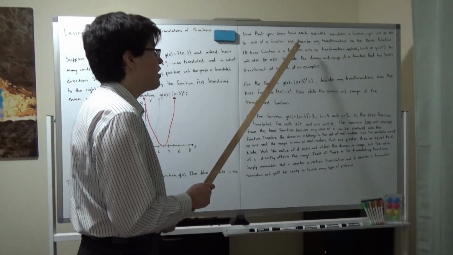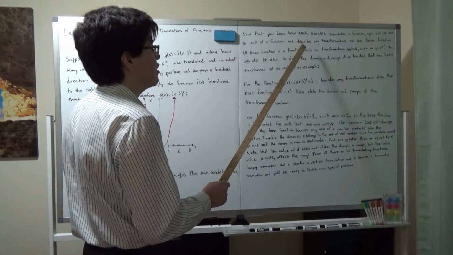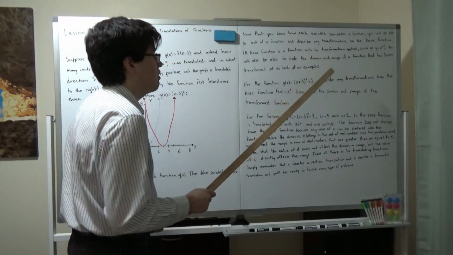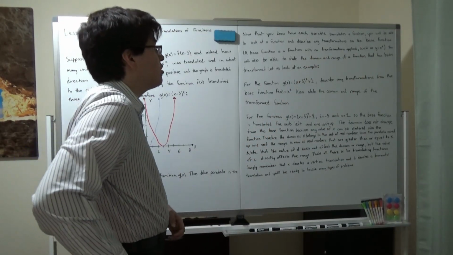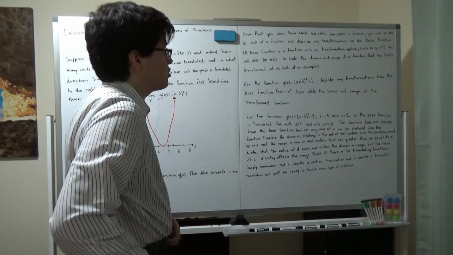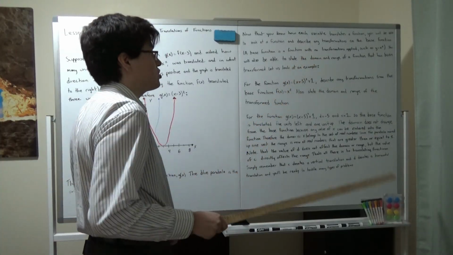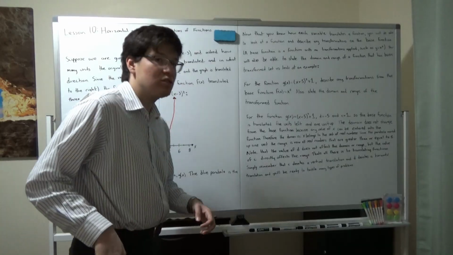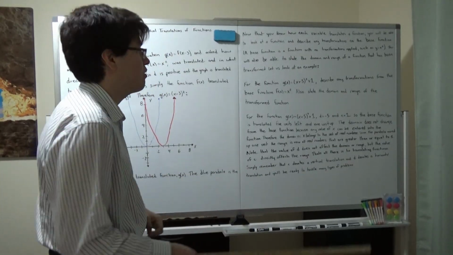Now that you know how each variable translates a function, you will be able to look at any function and describe any transformation on the base function. A base function is a function with no transformations applied, such as y equals x squared. So remember, a base function is a function where no transformations are applied.